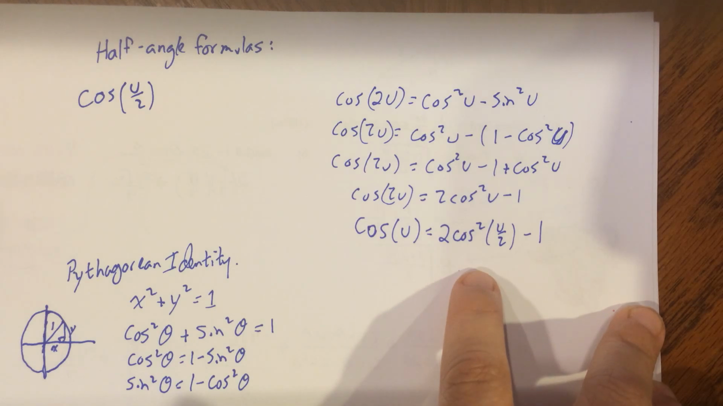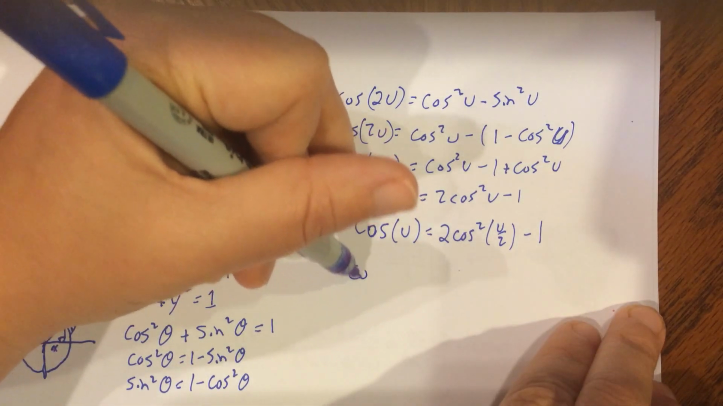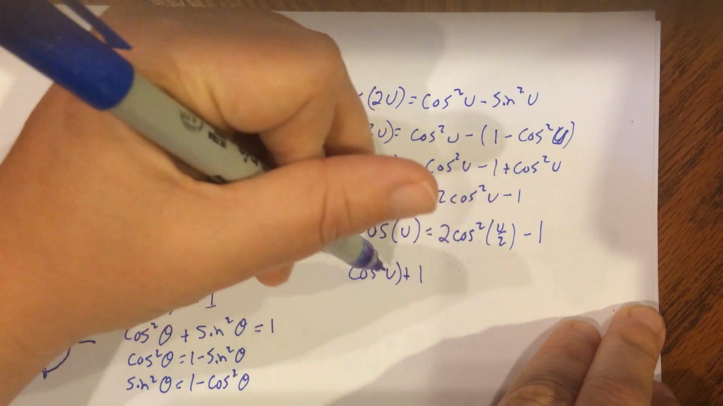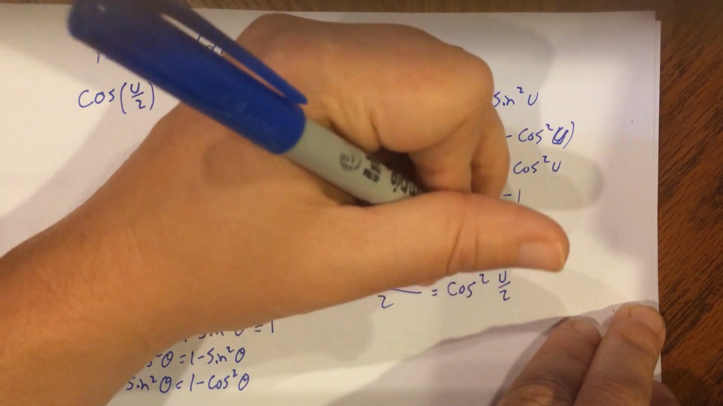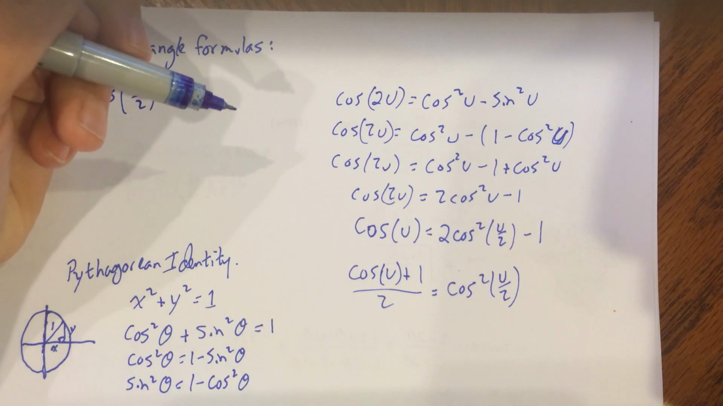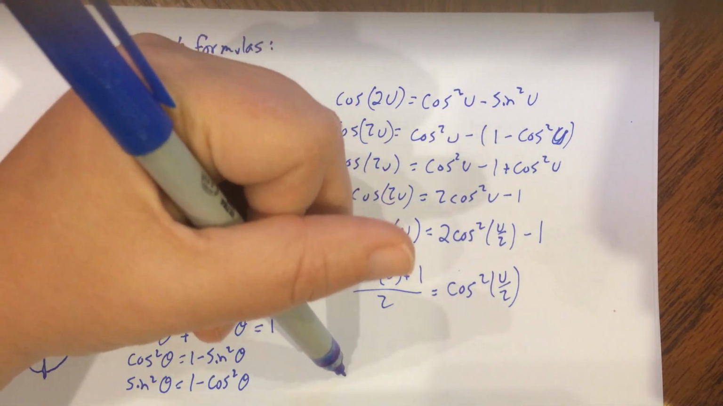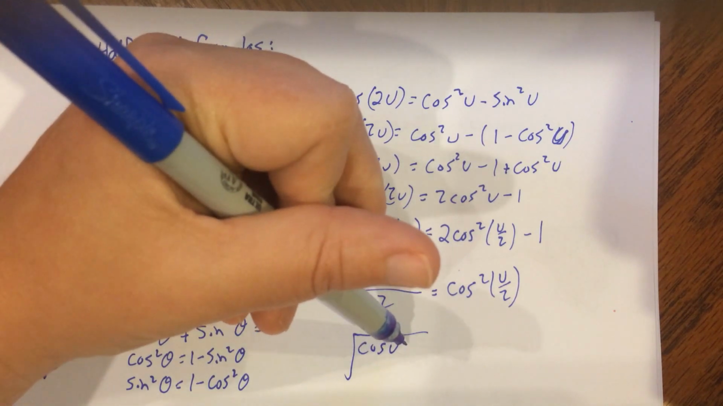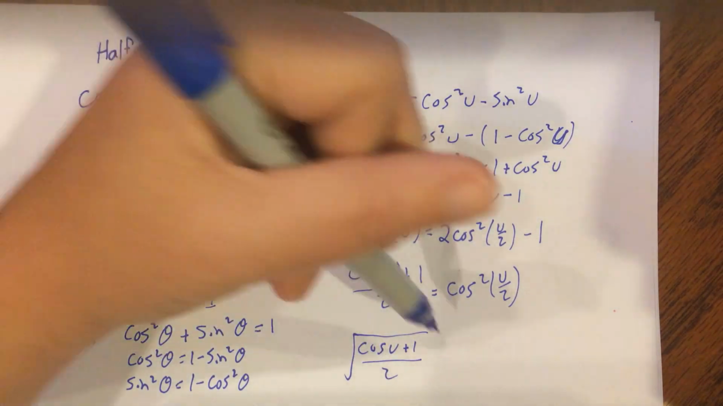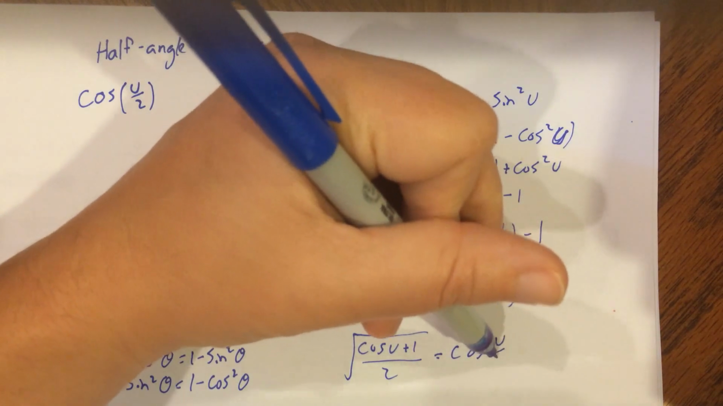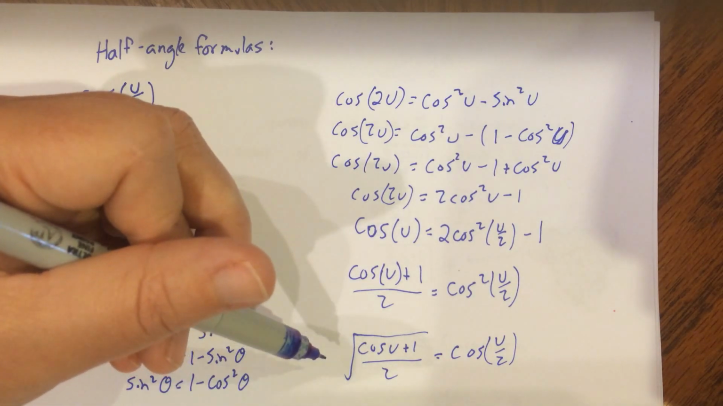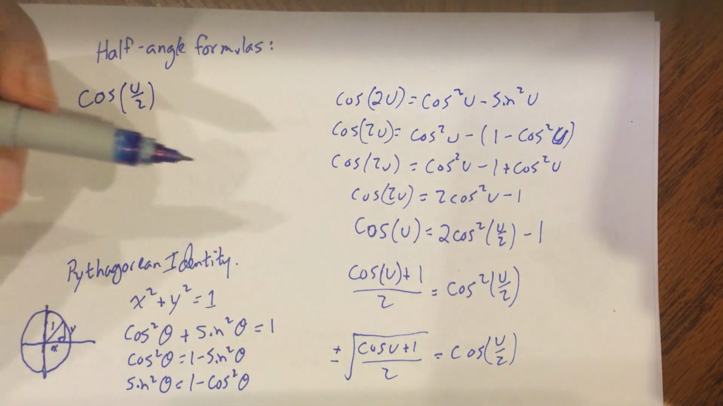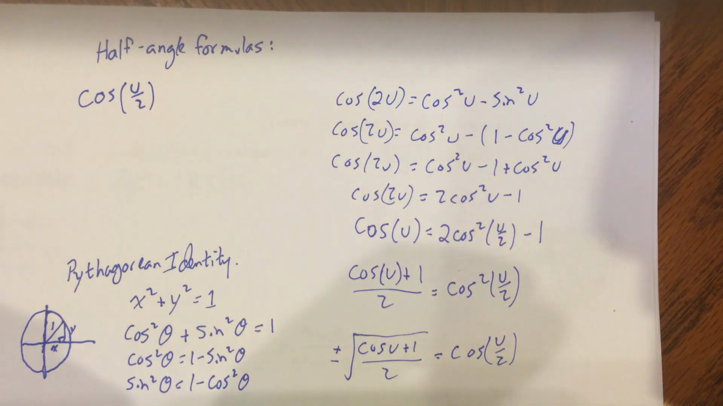So let's solve for that cos of u over 2. I'll add 1: cos of u plus 1, and I'll divide by 2. That's going to equal cos squared of u over 2. The last thing I'll need to do is take the square root of both sides. So I get the square root of cos u plus 1 over 2, and that's going to equal cos of u over 2. There should be a plus or minus in front of this, but it just depends on where things end up. If it's in quadrant 1, it's going to be a plus. If it's in quadrant 2, x is negative there, so it'll be a negative.